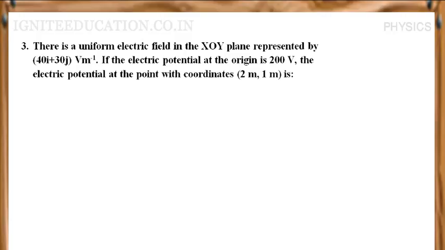In this problem, there is a uniform electric field in the XOY plane represented by 40i + 30j volt per meter. If the electric potential at the origin is 200 volts, the electric potential at the point with coordinates 2 meter, 1 meter is. So our motto is to find the electric potential at the given coordinates.